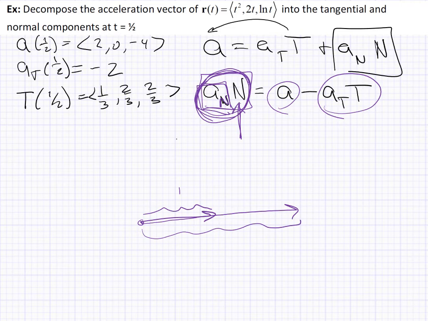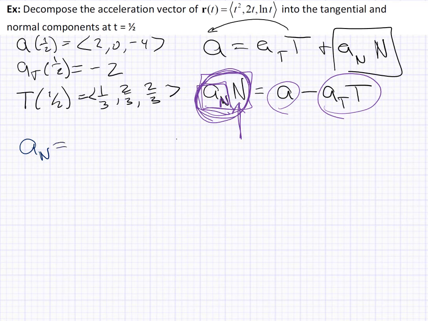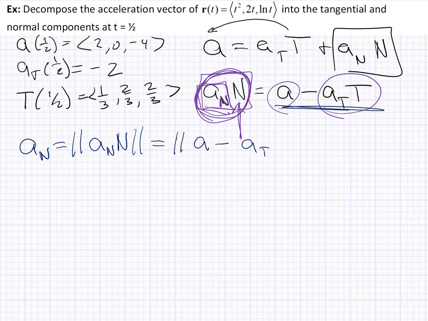So if I take this vector v, which is a unit vector, and I multiply it by k, this new vector would be k times v. However, the magnitude of this new vector is the amount I multiplied by, since I was starting at a magnitude of 1. So that being said, if I wanted to find a sub n, it should be the magnitude of a sub n, n. And if this is equal to a sub n, n, it should be the magnitude of a minus a sub t, t.